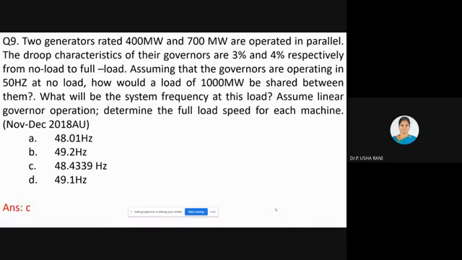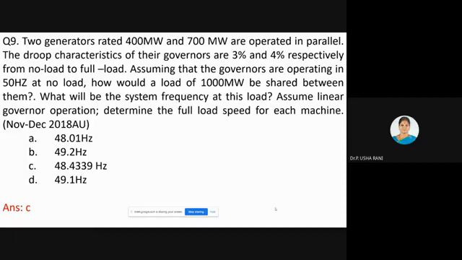The question gives us two generators rated at 400 megawatt and 700 megawatt operated in parallel. The speed group characteristics of their governors are 3% and 4% respectively from no load to full load. Assuming that the governors are operating at 50 Hz at no load, how would a load of 1000 megawatt be shared between them? What will be the system frequency at this load?